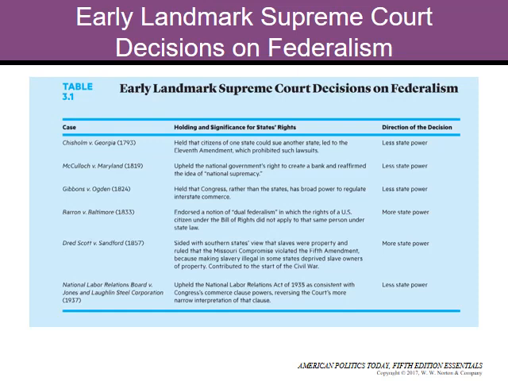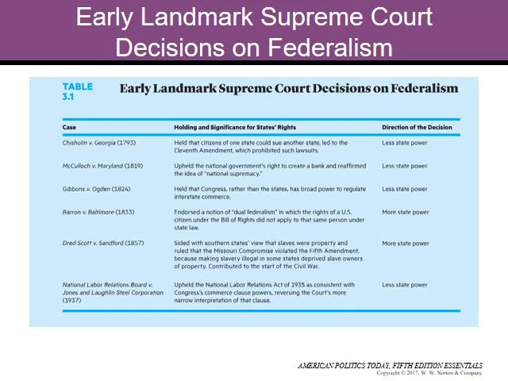That increases state power. Dred Scott versus Sanford in 1857 sided with Southern states' view that slaves were property and ruled that the Missouri Compromise violated the Fifth Amendment because making slavery illegal in some states deprived slave owners of property, which contributed to the start of the Civil War. It gave the states more power. This is the one that said a slave had to be returned to the state from which they came.